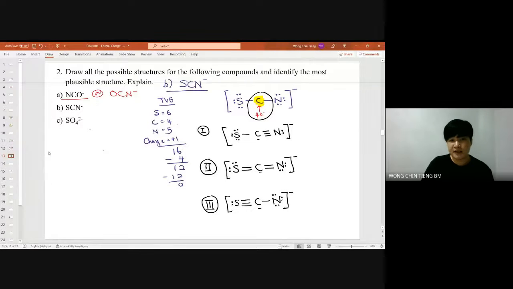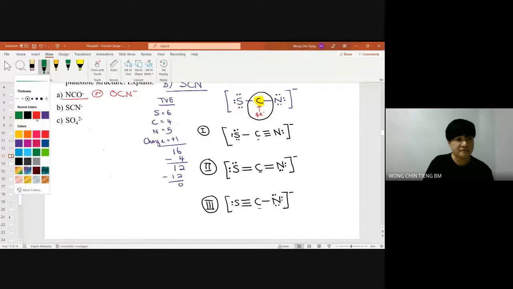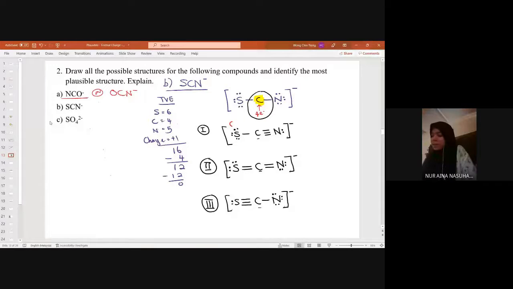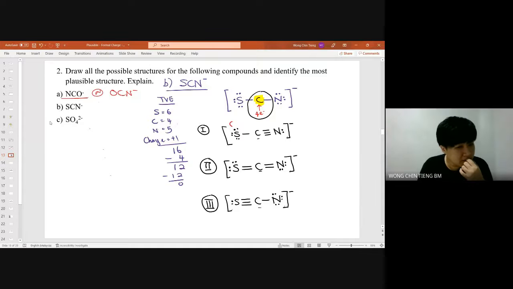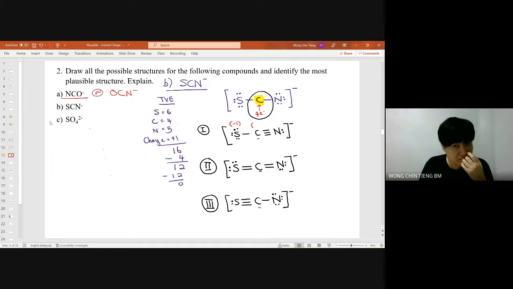Formal charge from, let's say, tadi saya berhenti kat Mimi. Aina Nasuha. Sulfur. 6 minus 6 minus 1. So dapat? Negative 1. Thank you. Ong? 4 minus 0 minus 4. Sebab tak ada lone pair, ladies and gentlemen. Sebab tu minus 0. So you got 0.